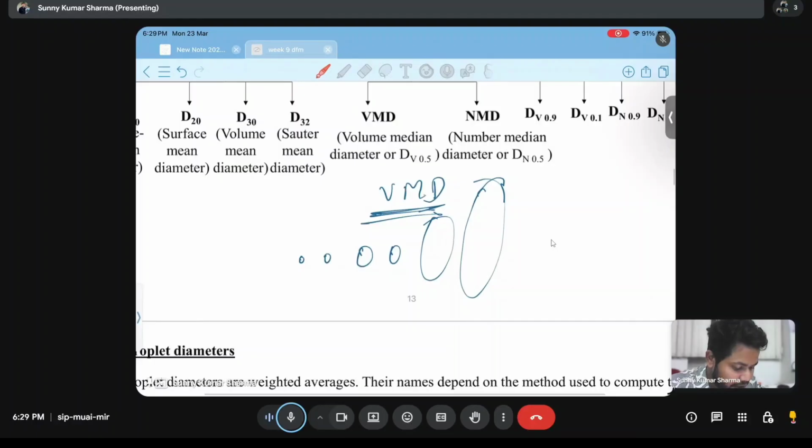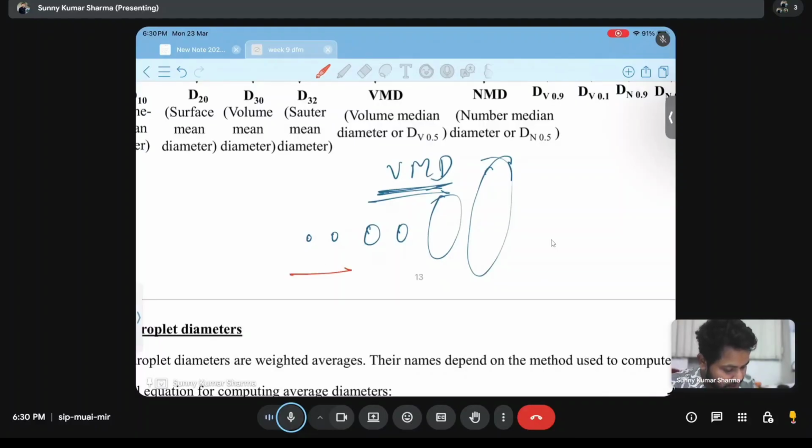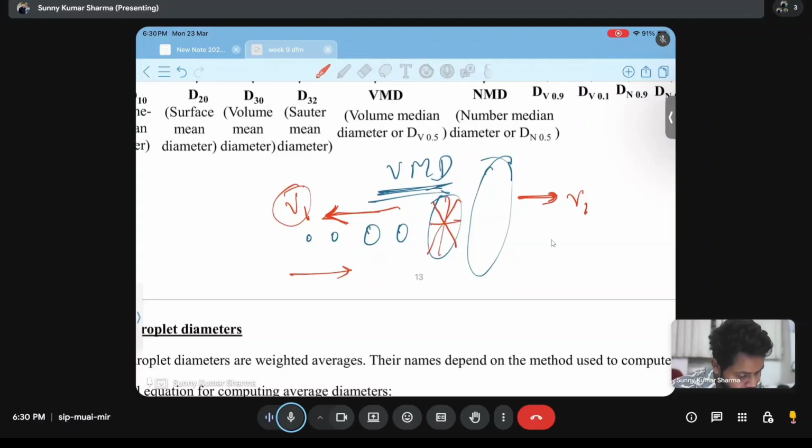And volume median diameter is that diameter. If you arrange all these diameters in increasing order, one diameter will come below which the volume is, suppose, V1, and after that diameter the volume will also be V1. That means on the right side and the left side of that diameter the volume is the same. So this diameter will become VMD.